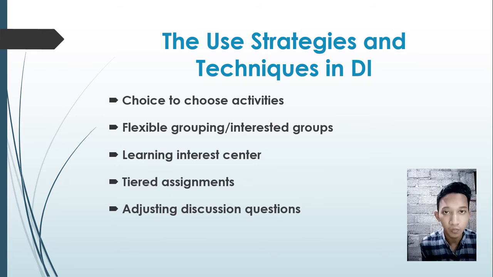Therefore, we know that based on the context of differentiated instruction, the most important thing is to make the classroom more effective. So the teachers will make the students active participants in the process.